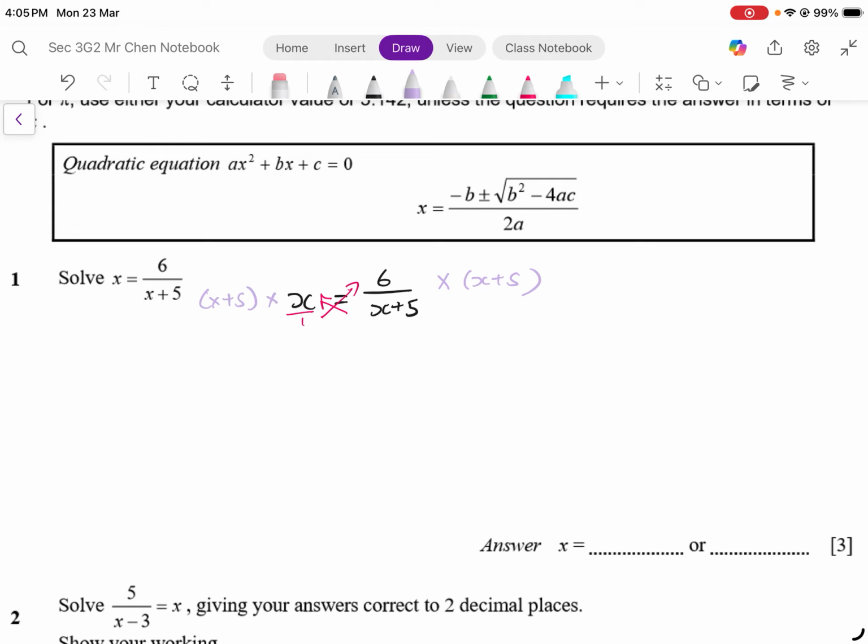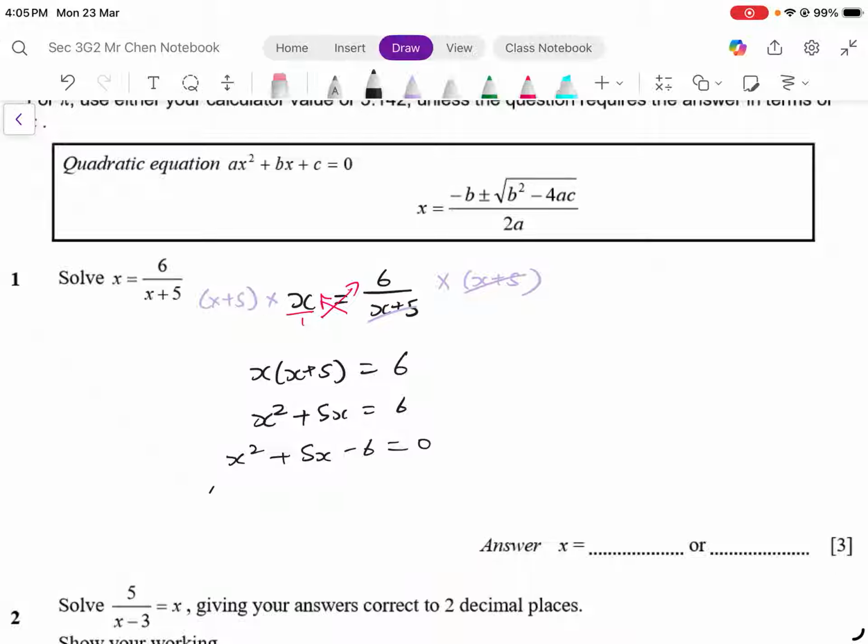Okay, so if you just want to follow one set of rules, whatever you do on the left, you do on the right. So to remove the denominator, you just multiply x plus 5 on both sides. Whatever the case is, you will still get x plus 5, 6. Okay, expand. Alright, so x squared plus 5x minus 6.